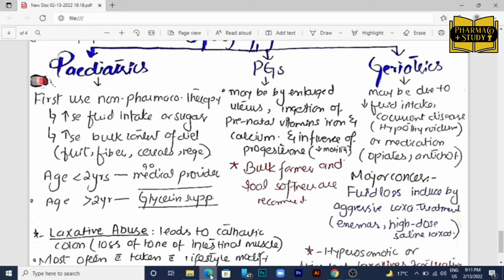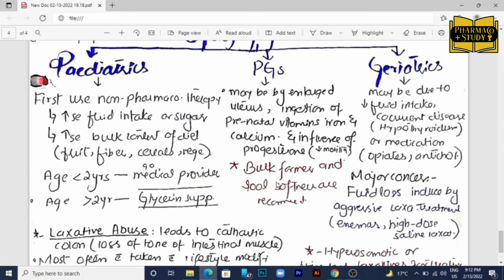Now let's see what the options are for pregnant ladies, or expecting ladies. These ladies usually suffer from constipation. Why? Maybe because of the enlargement of the uterus. As they are pregnant, they have the fetus in them, so the uterus must get enlarged. Also due to the ingestion of prenatal vitamins, iron and calcium supplements. They are taking a lot of vitamins and a lot of calcium supplements, so they may cause constipation. And it may also be due to the influence of progesterone, which decreases motility. So these are the reasons why pregnant ladies get constipation.